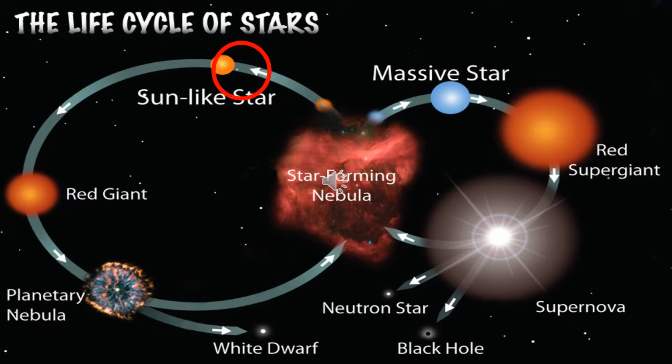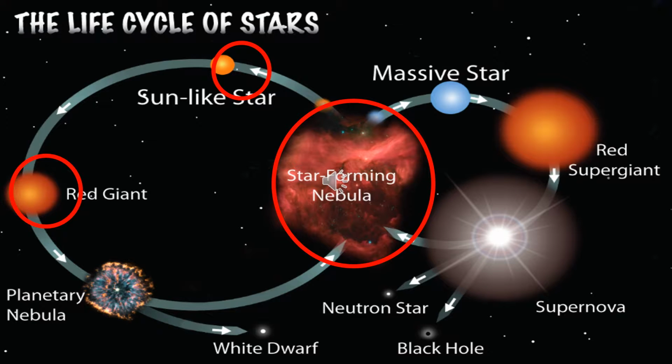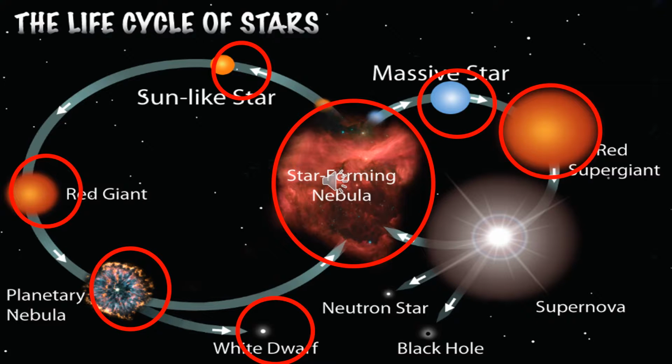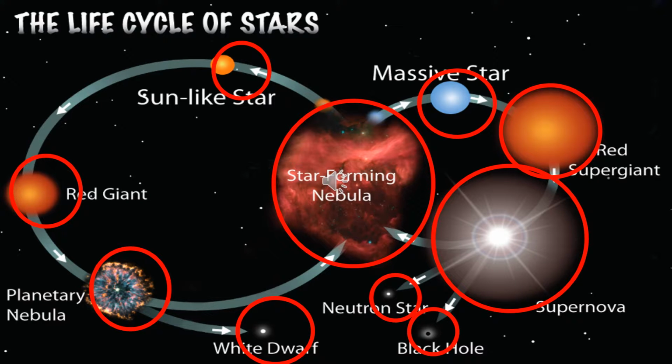So here's a recap of the life cycle of a star. It starts off as a nebula or a large ball of gas, then sometimes becomes a sun-like star, which becomes a red giant, meaning it swells up before exploding, then explodes and becomes a white dwarf. Or it could become a massive star, swell up to a super red giant, then go supernova, either becoming a neutron star or a black hole.